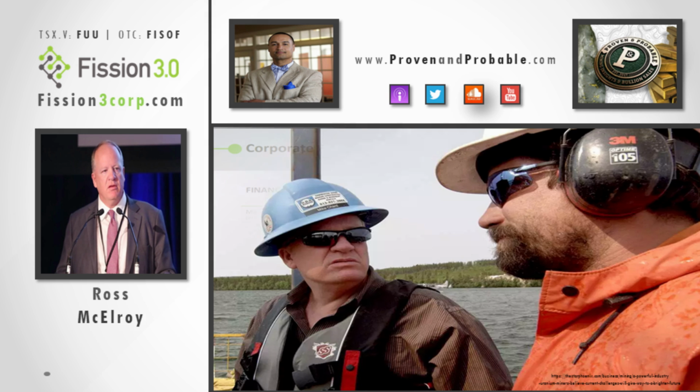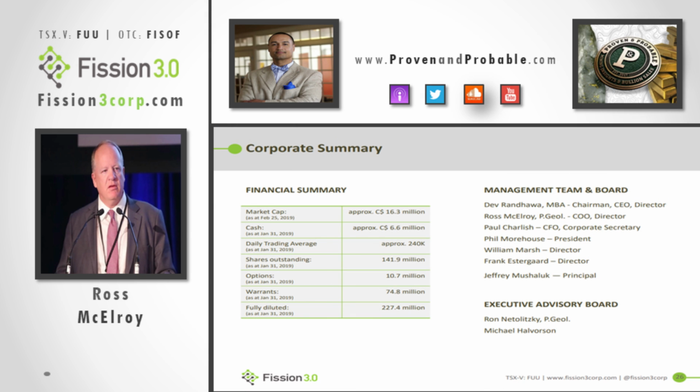Let's get into some numbers. Please share your capital structure. Sure. Well, in FISSION 3.0, we have 142 million shares outstanding. We were able to raise a significant amount of money back in 2018. So with that, we have just under $7 million in the treasury right now. That'll allow us to be active over the next 2 years or so. So that's our share structure.